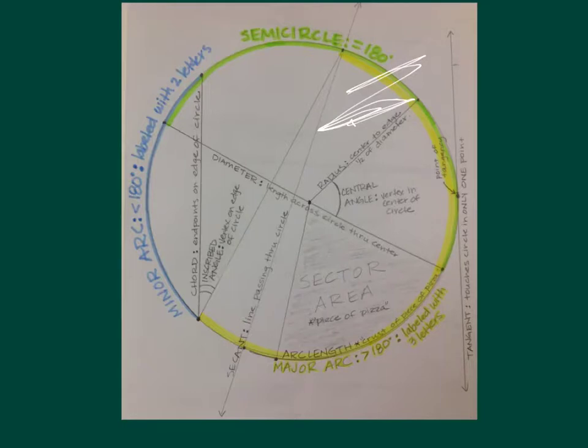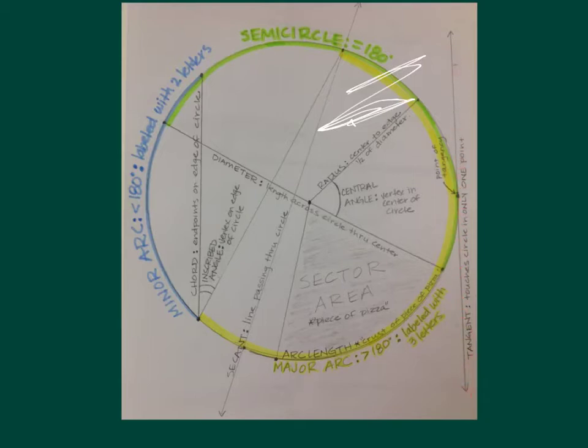Now I want to point out this line here. Okay, notice that this line intersects the circle at this point and this point down here. Okay, and the line continues. If that is the case, then this line is a secant line. And this is a line that passes through the circle, and it intersects the circle at two different points.